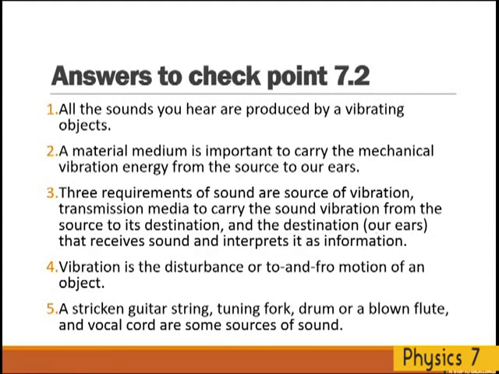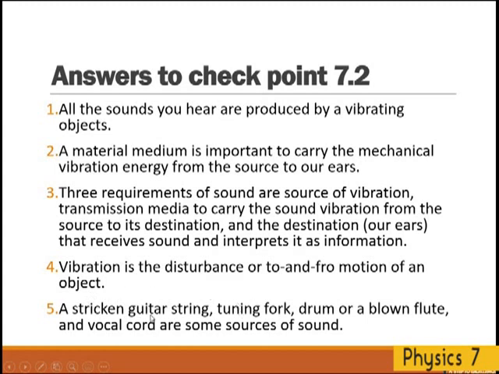Now, in terms of the answer to the fourth question, what is vibration? Well, vibration is the disturbance or the to and fro motion of an object. And we've seen examples of vibration in what we've looked at so far in Unit 7.1 and 7.2. And question 5 actually gives us examples of those types of vibration.